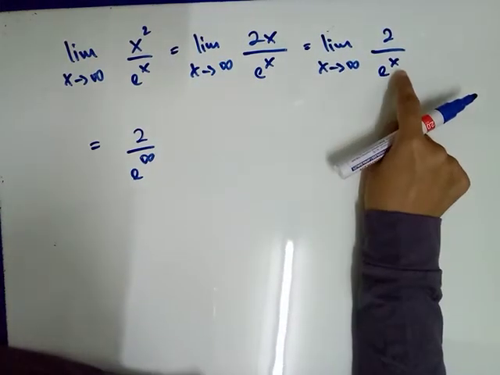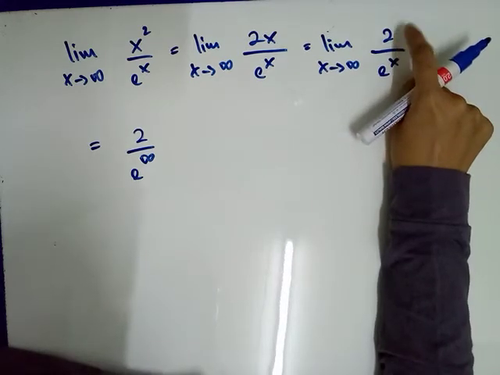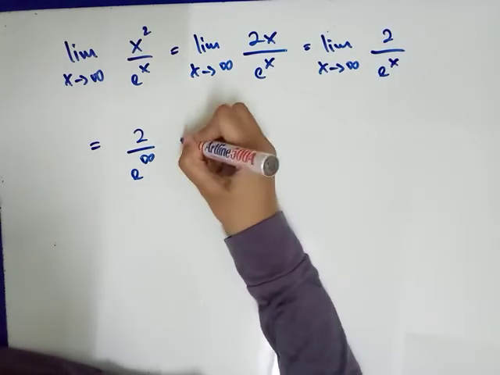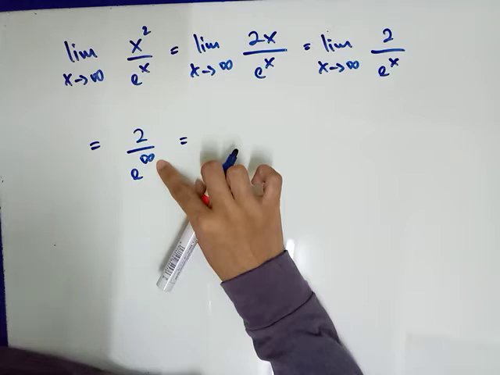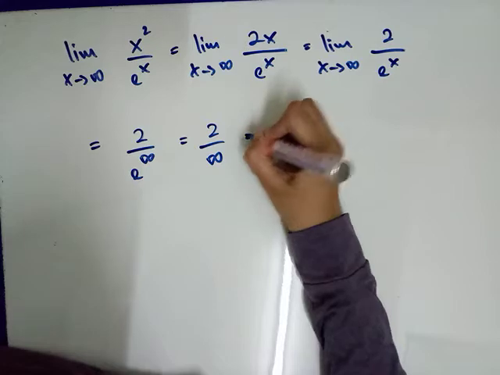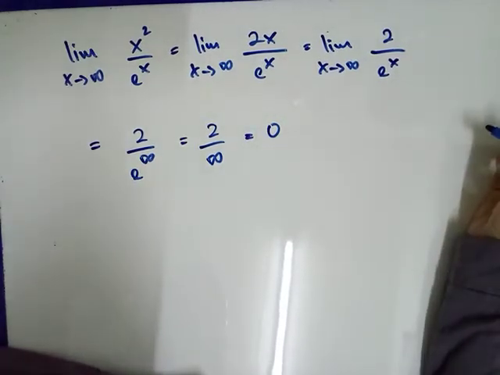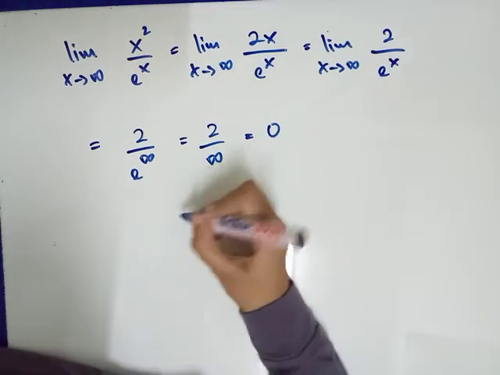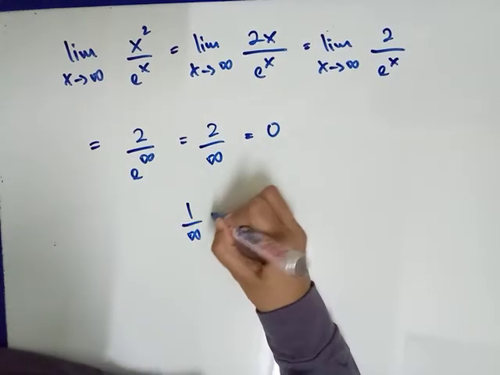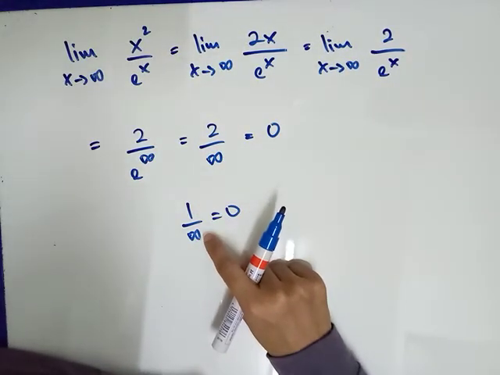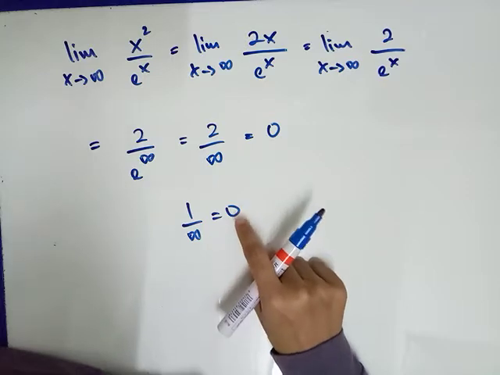Substitute infinity into x. Because the 2 on top is already fixed, a constant number, there is no need to differentiate again. So 2 over exponent infinity. Exponent infinity will become infinity. So 2 over infinity, it is equal to 0. In properties, 1 over infinity is equal to 0. So any number divided by infinity is equal to 0.